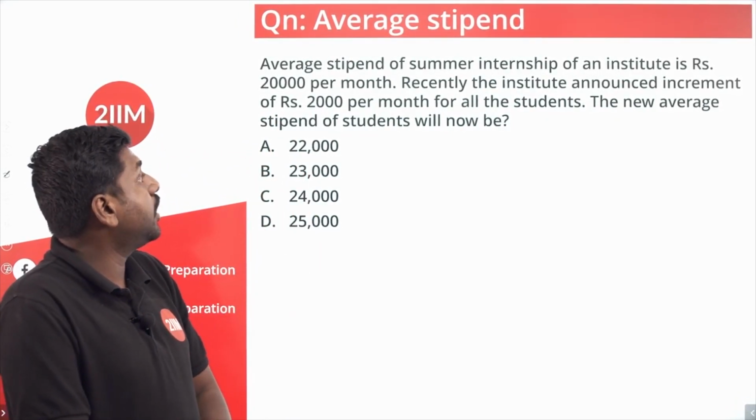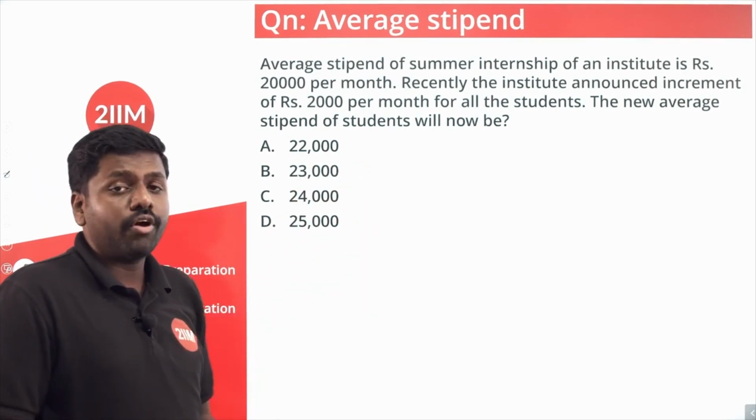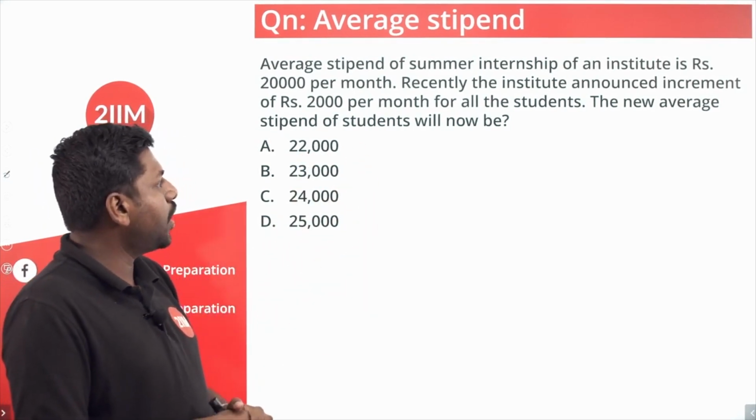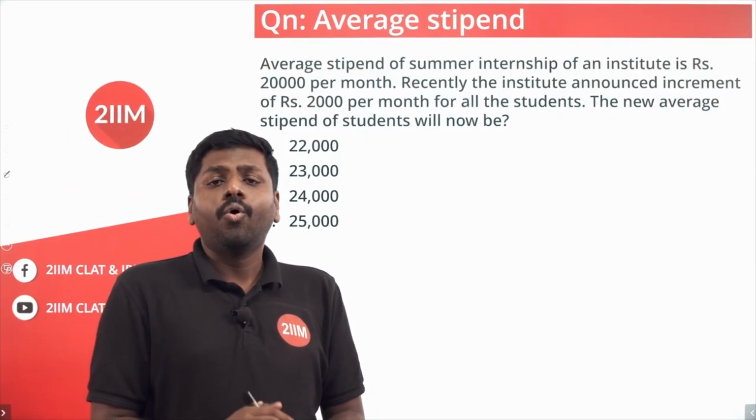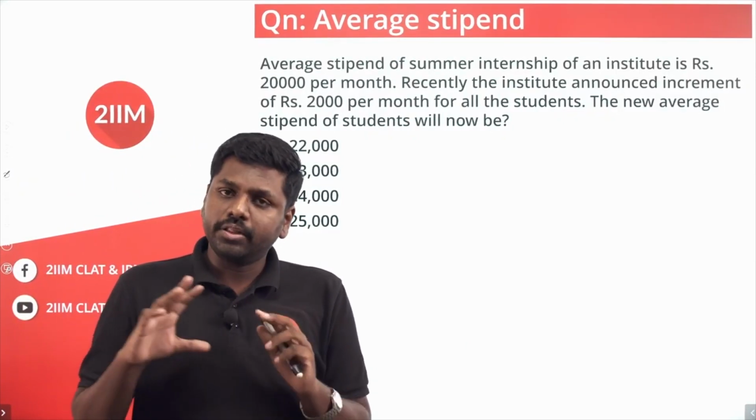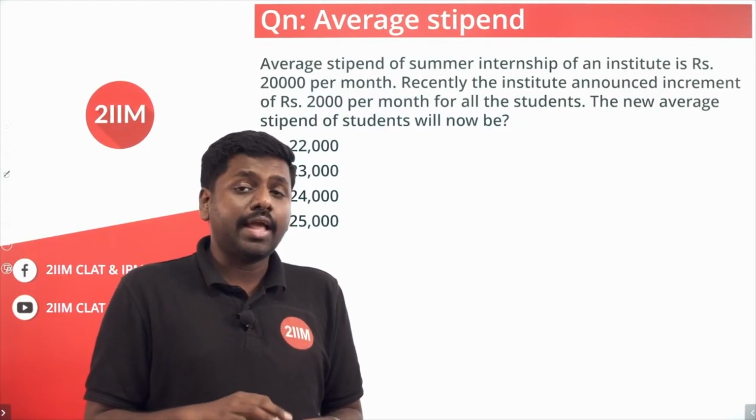Average stipend of summer internship of an institute is 20,000 per month. Recently, the institute announced an increment of 2,000 per month for all the students. The new average stipend of the students will be, right? You don't need pen and paper to solve this question. Originally, everybody got 20,000 rupees. That is what the average means.